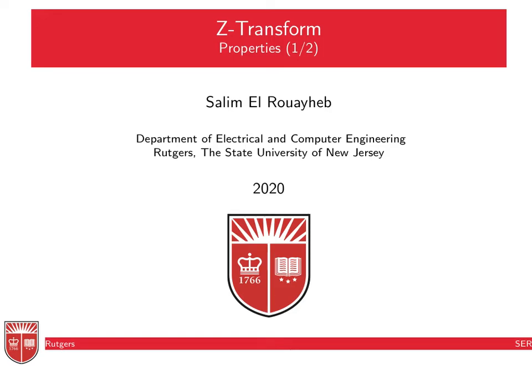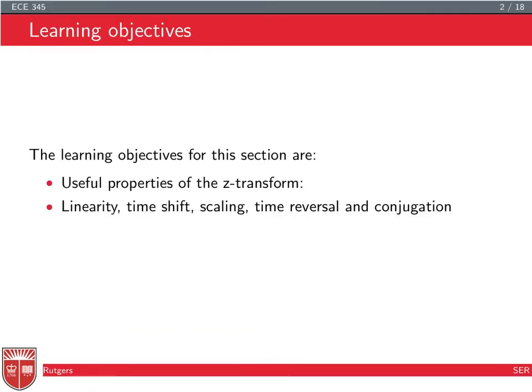In today's lecture, we want to talk about useful properties of the Z transform, and this is the first part of a series of 3 lectures. Actually, there's a typo here. I'll fix it later in the slide. So this is part 1 of 3. We're going to cover important properties of the Z transform, and in particular here, in this first part of the lecture, I want to talk about linearity, time shift, and scaling.